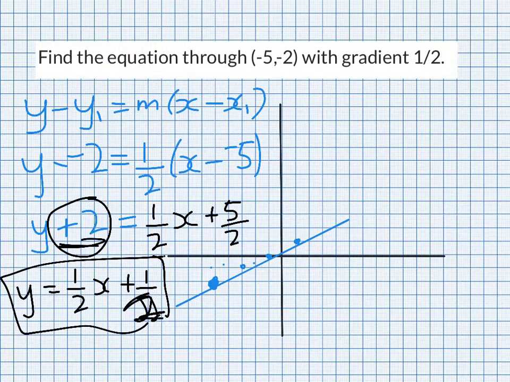Okay, so let's just write that in a bit better. So y is 1/2 x plus 1/2. So there's my intercept here at 1/2. Next example is a little bit different. I want you to try it first without using this rule and see if you can get it.